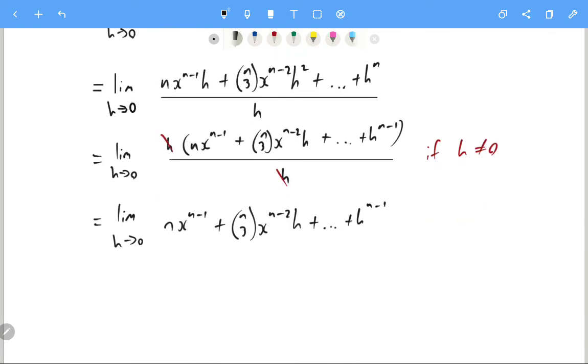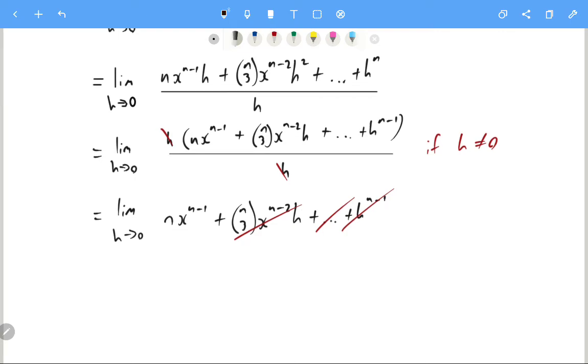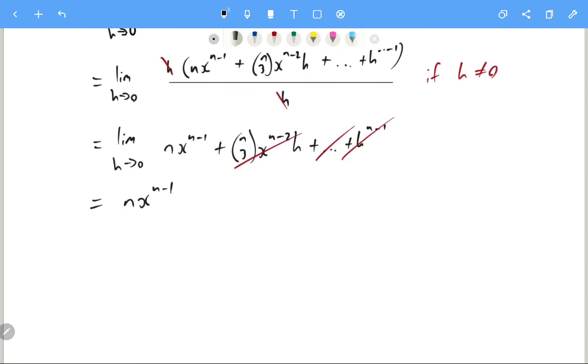Now as h approaches 0, the second term is going to go to nothing because it's got a factor of h. The third term, fourth term, and every single other term has a factor of h in it, so they're all going to go to 0, and we are left with n x to the n minus 1, which really tells us the quickest and easiest way to differentiate: if you have any power function x to the n, then the derivative of the function is just n x to the n minus 1, which is a very useful rule to have. Alrighty, there's the proof of why the derivative of x to the n is n x to the n minus 1. Next time we're going to be using it.